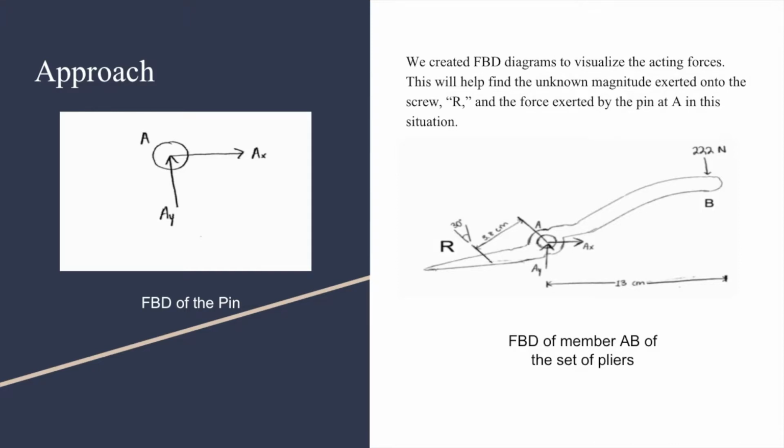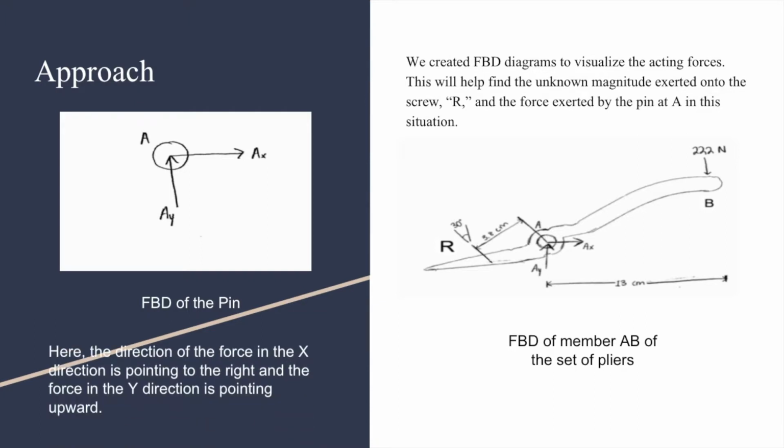So how do we approach this problem? We first, like I said, disassemble the pliers. We created free body diagrams to help visualize the acting forces. This will ultimately help find the unknown magnitude exerted onto the screw, which is represented as R, and the force exerted by the pin at A in this situation. On the left, we see the free body diagram of the pin, and on the right, we see the free body diagram of the member AB of the set of pliers. In the free body diagram of the pin, the force in the X direction is pointing to the right, and the force in the Y direction is pointing upward.